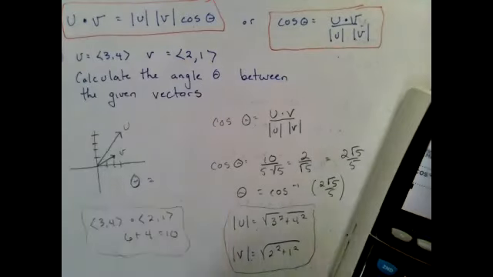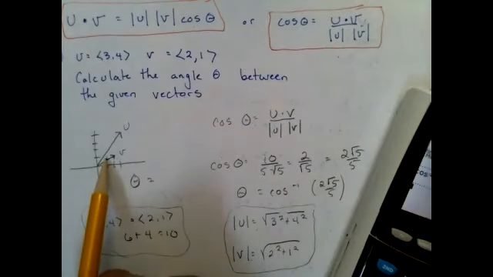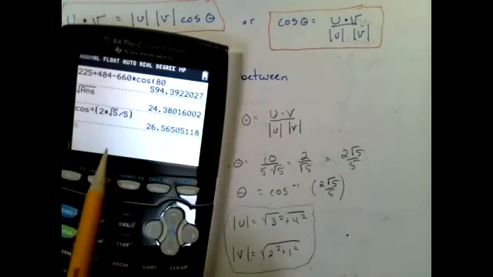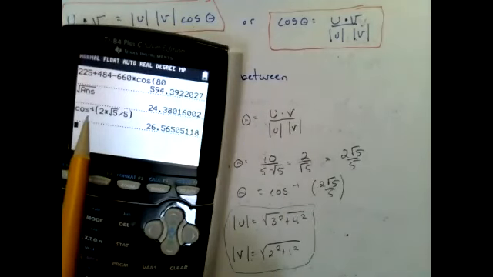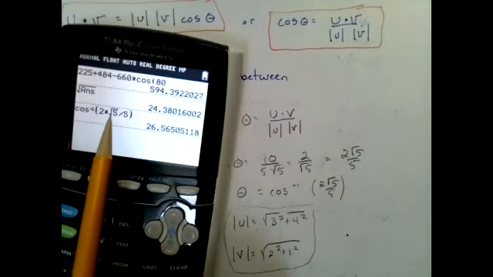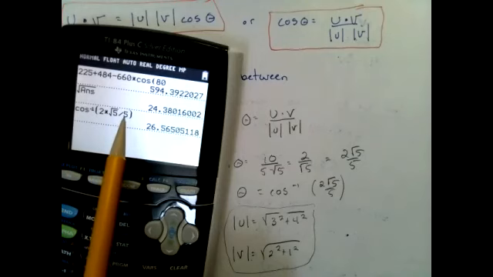I'm going back to look at my picture. My picture is that angle right there. I'm thinking it might be 26 because it's a little smaller. I'm double checking myself. The inverse cosine of parentheses 2 times square root of 5 divided by 5.